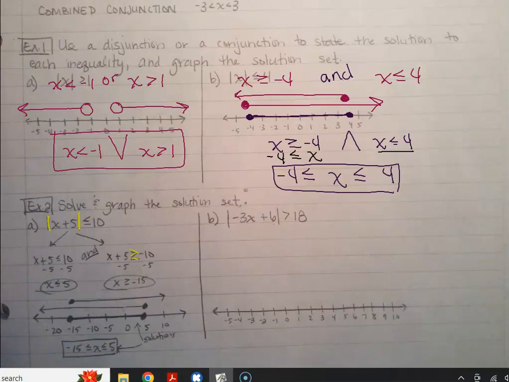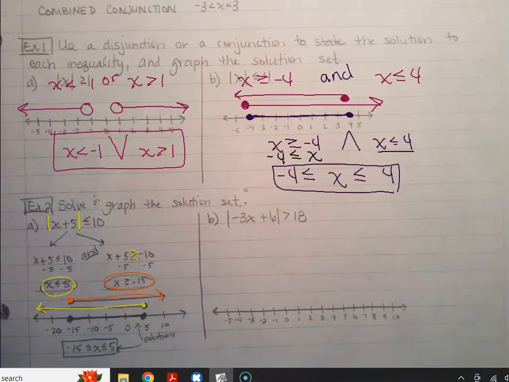Solved both of them. Subtracted by 5. So we got x is less than or equal to 5. And so then we graphed it. And then we got x is greater than or equal to -15. So closed circle, to the right.